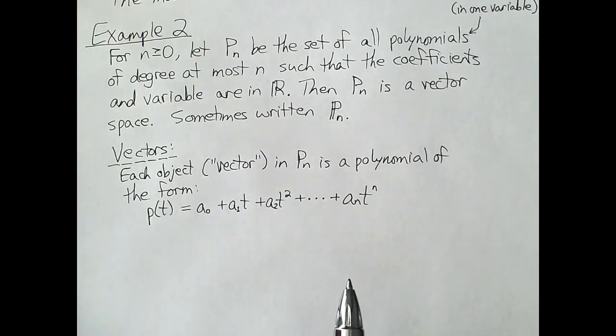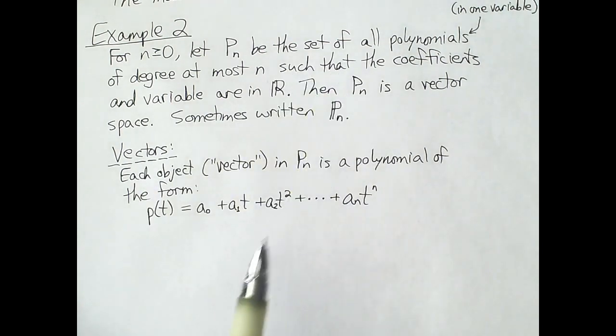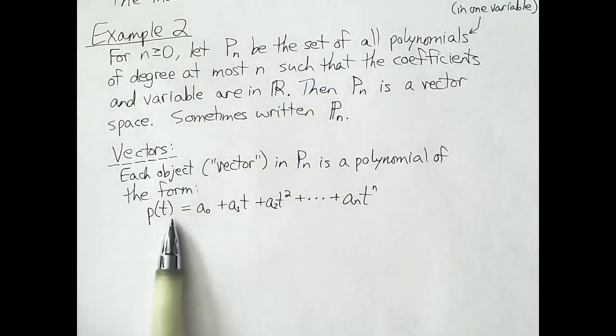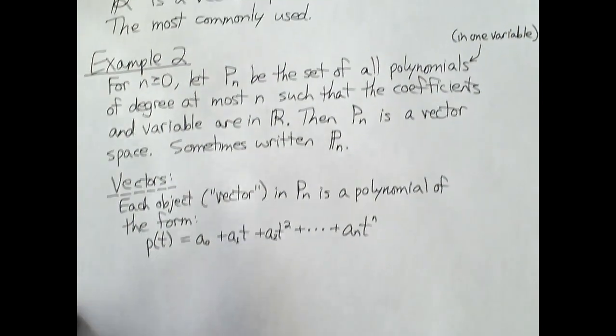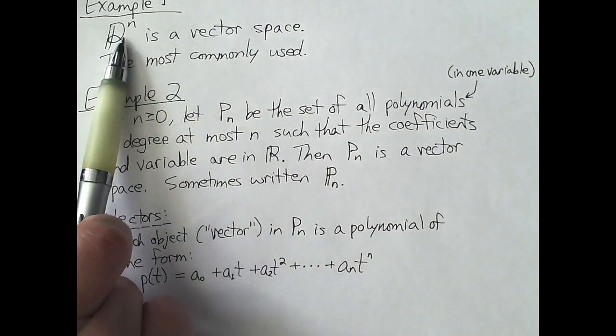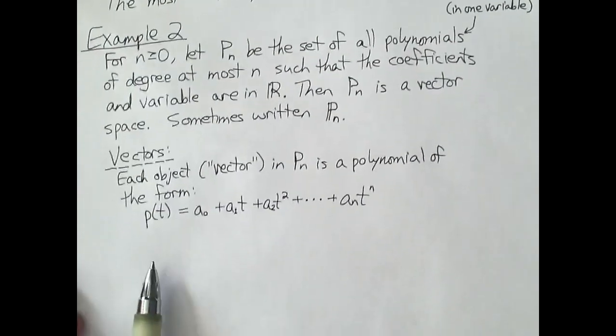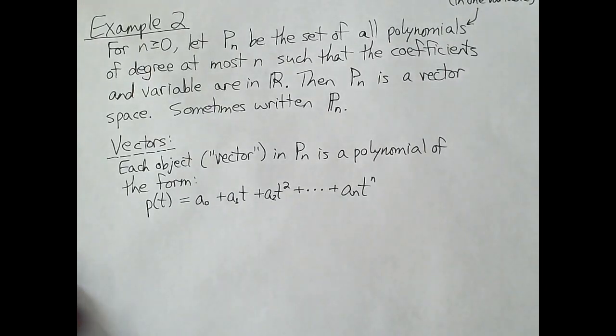The vectors that it consists of, each one of them is a polynomial. So we're not using the word vector the way that we've used it earlier in the semester. We're using the word vector in a broader sense. In this vector space, vectors look like this. In some other vector space, vectors might look like something else. But in this one, this is a vector.